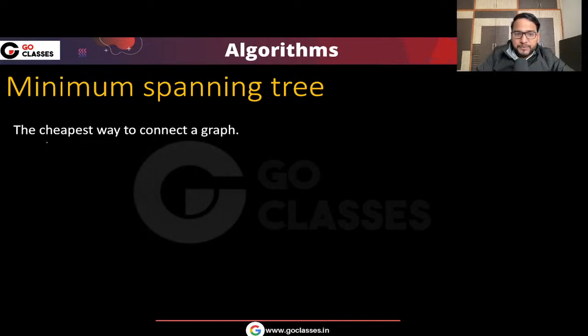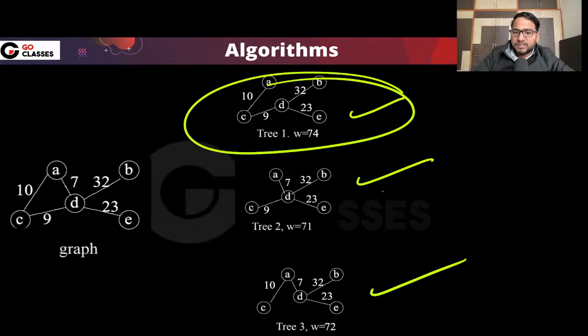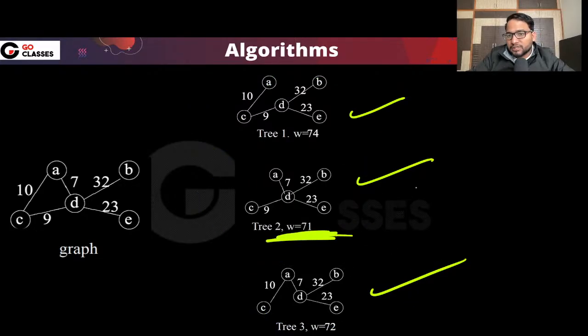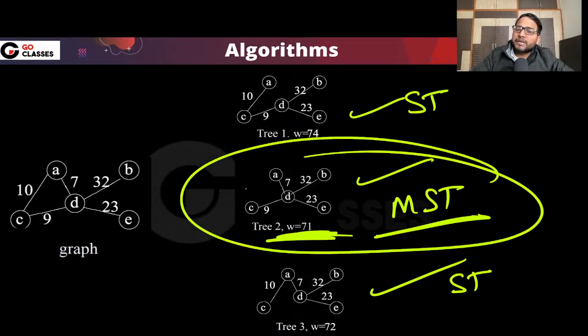Now what is the minimum spanning tree? It is the cheapest way to connect the graph. For example, if this is a graph that is given to us, then many spanning trees are possible. For example, these are the three spanning trees possible, and out of these three, this middle one is the cheapest way, right? Because this has weight 71, so this is the minimum spanning tree. So the middle one is the minimum spanning tree, and all of them are spanning trees. Why? Because the weight is minimum. Okay, I hope everyone knows this.